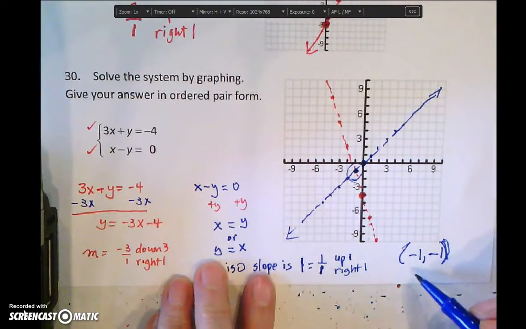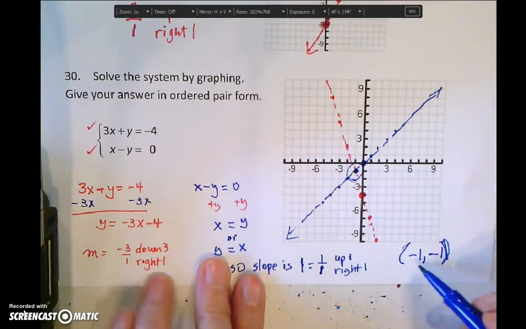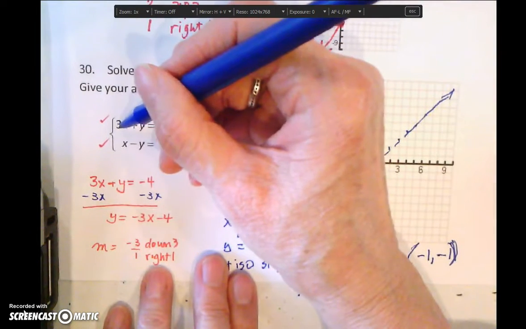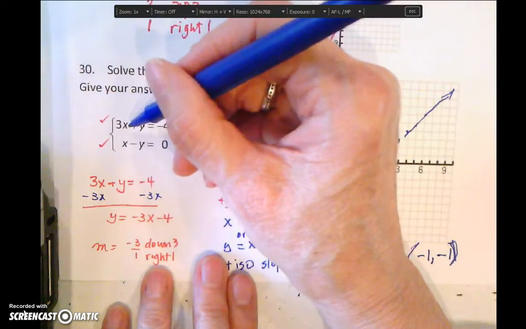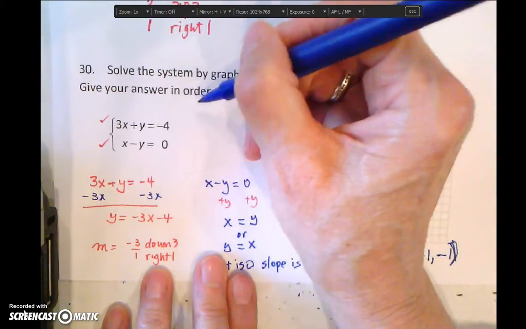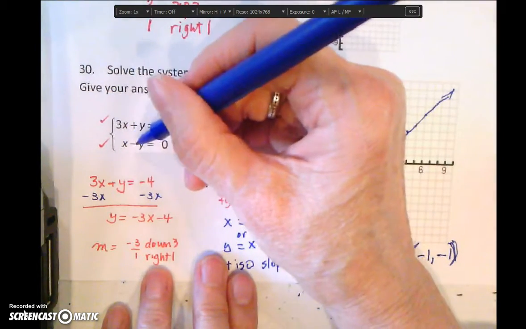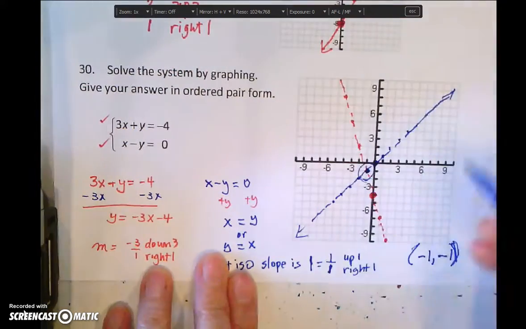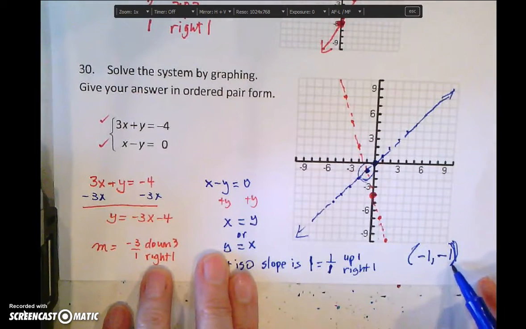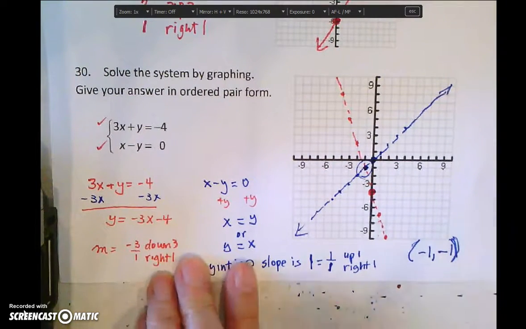Now, the nice thing about these is you can double check it. So put your x in right there as -1. So that gives me -3. And then y is -1. So -3, -1 is -4. Check. -1 minus the -1. So -1 plus 1 is 0. Check. You can check and make sure that your answers are correct. All right. Good luck on those.